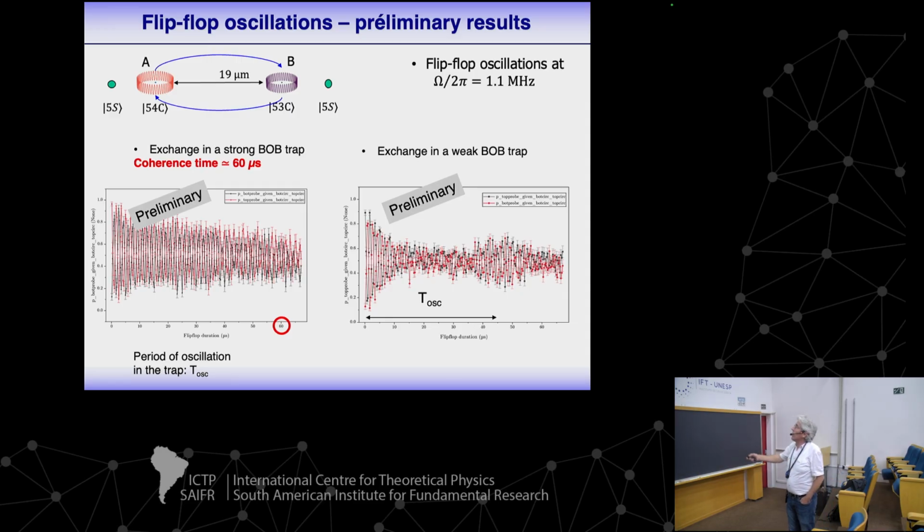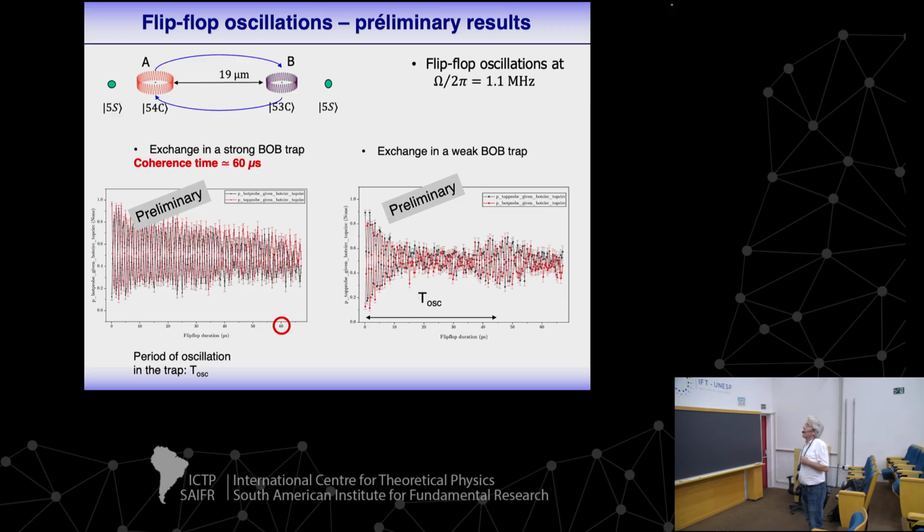And interesting physics comes in when we look at the same evolution in a weaker bottle beam trap. So we put less trapping power, so the trapping is less strong. And we observe a collapse of this oscillation. So we were first unhappy because we observe only this part, and we said, okay, the system coherence is killed in a weaker trap because the distance between the atoms fluctuates too much.